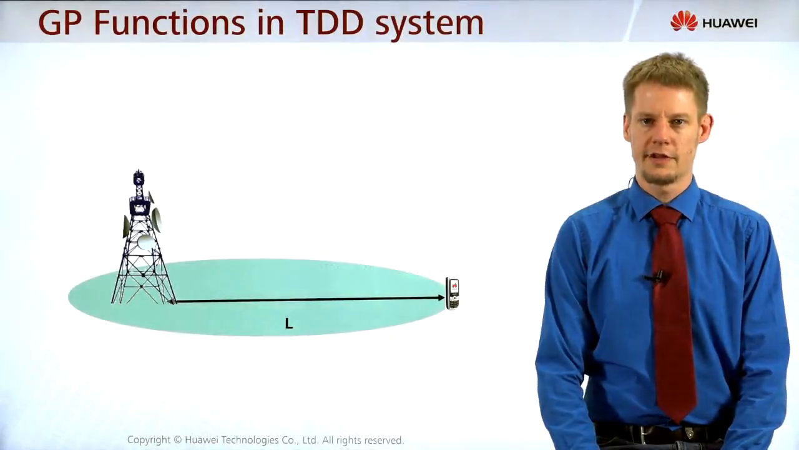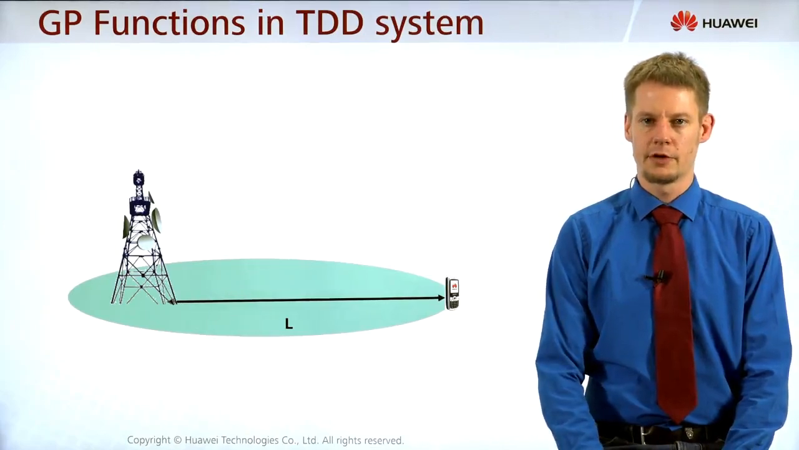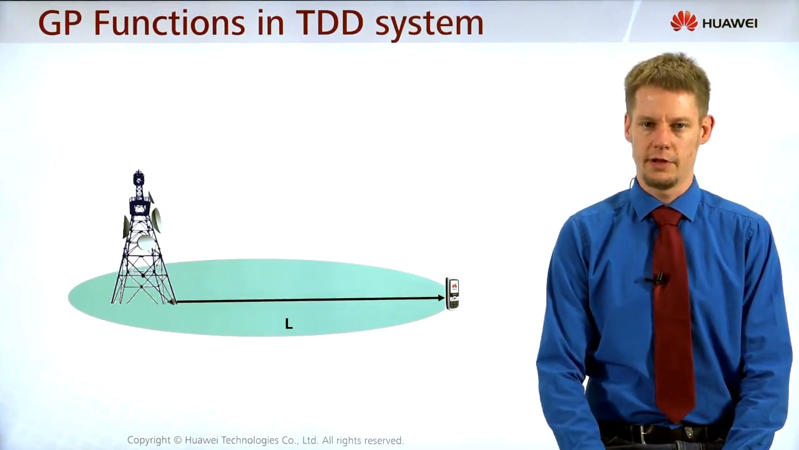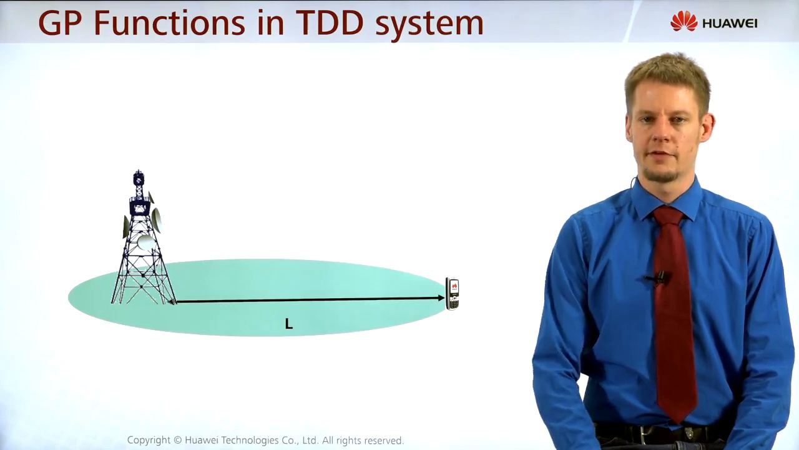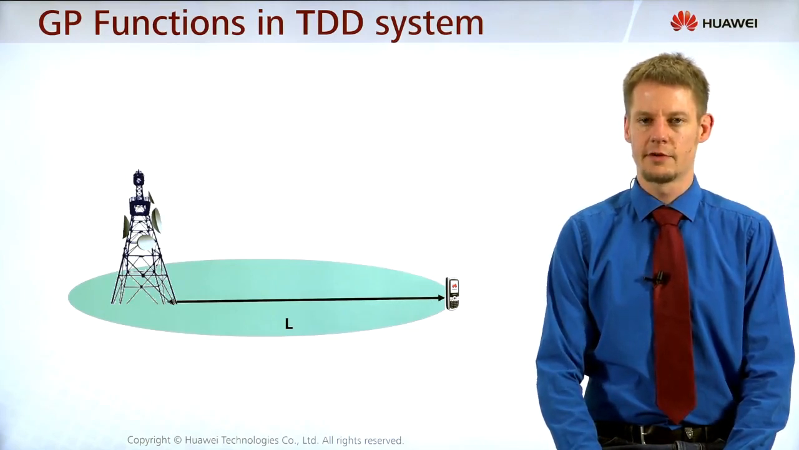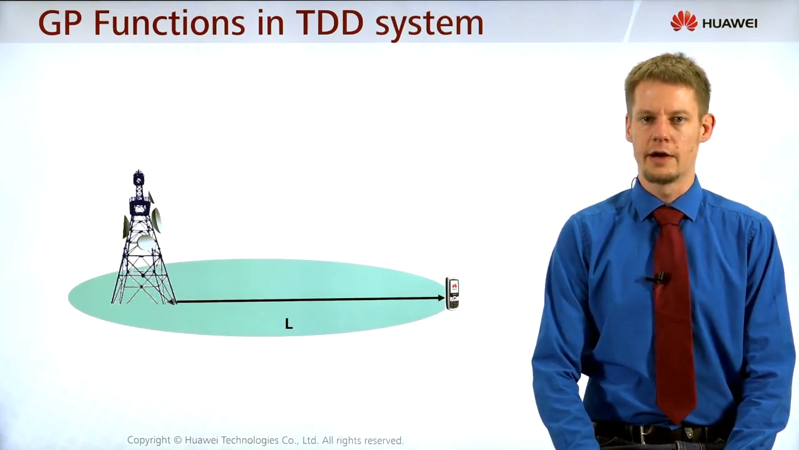Welcome back to the course LTE System Overview. In the last chapter, we were talking about the frame structure in LTE for frequency division duplex and time division duplex. We saw that for TDD, we have so-called special subframes when we switch between downlink and uplink. And now we will see why we need this special subframe and why we need the guard period within the special subframe.